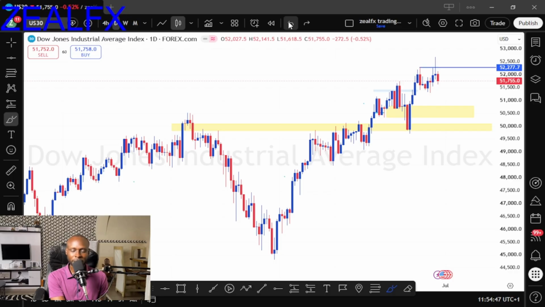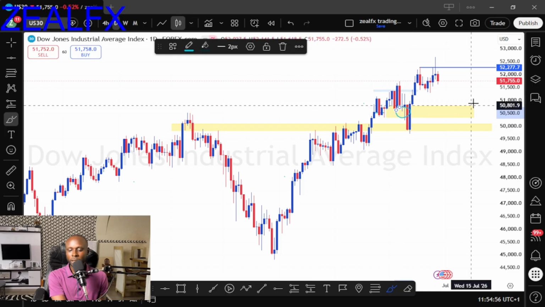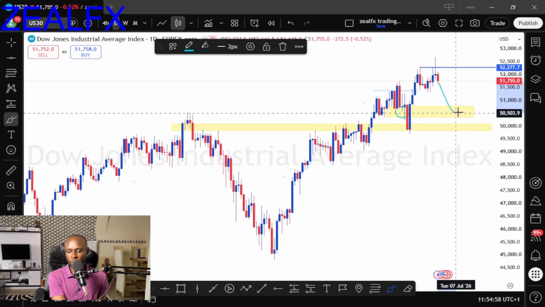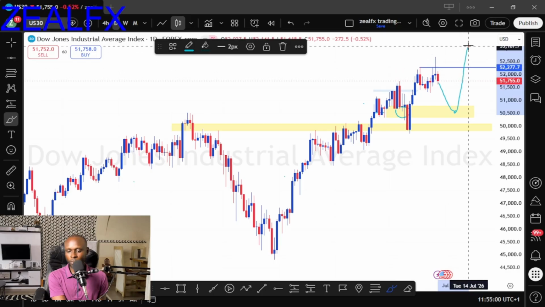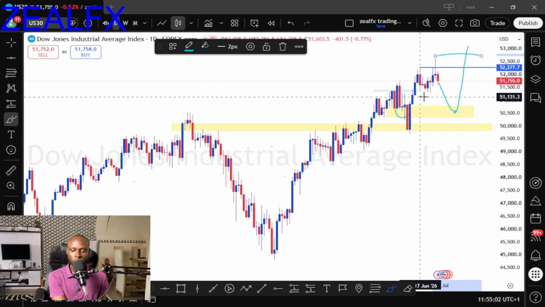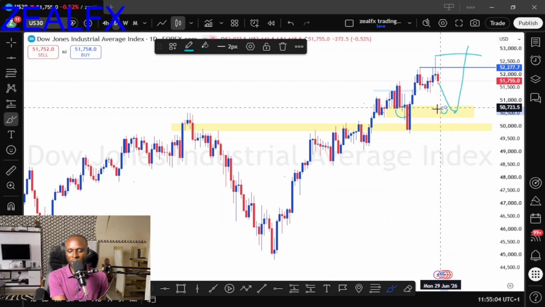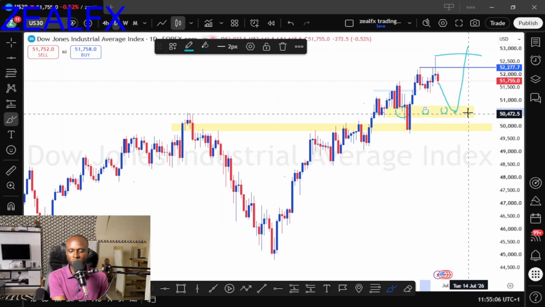So let's plot out the areas we're expecting price to react to this week before making any buying decision on the US30. We still have a strong support level at this area. We need price to retest this zone, then we'll start looking for a possible buying opportunity for price to break this high for the US30. This level is the only level that can trigger that strong move for the US30 to the top.